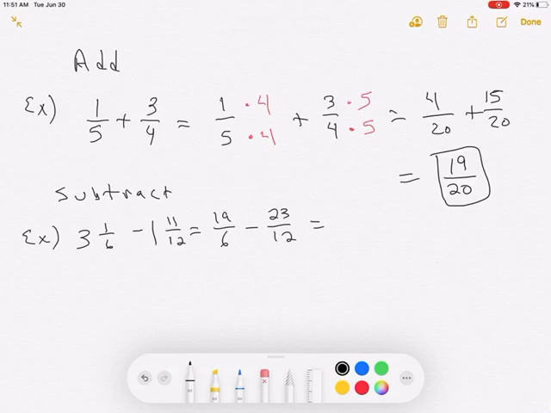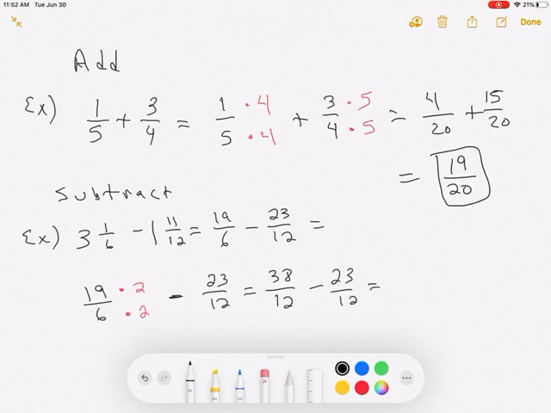Can you guys figure out the LCD? The LCD should be 12. We need to change that 6 to a 12 by multiplying by 2. Don't forget the top and the bottom. The second fraction already has a 12 under it, so we don't change anything. 19 times 2 is 38/12. And I changed it to an addition here by mistake. It's still a subtraction, and it's minus 23/12.